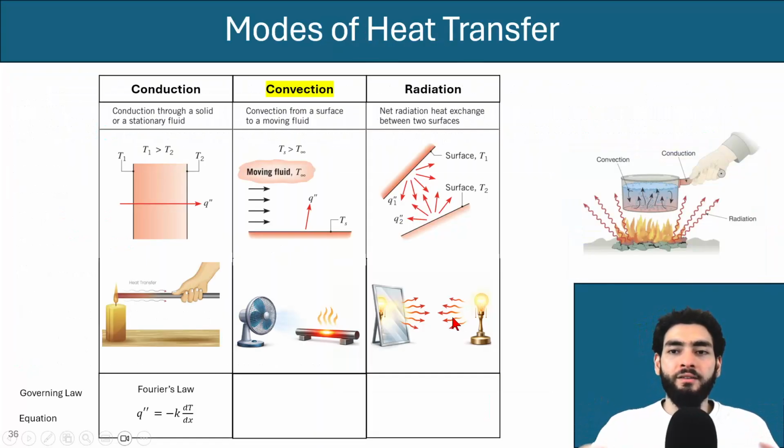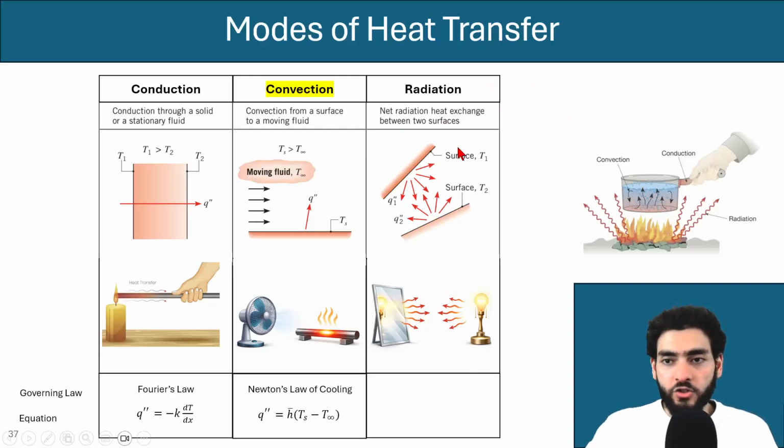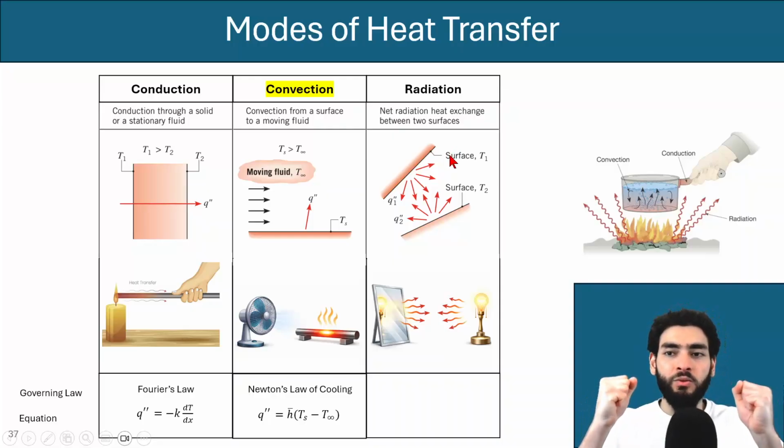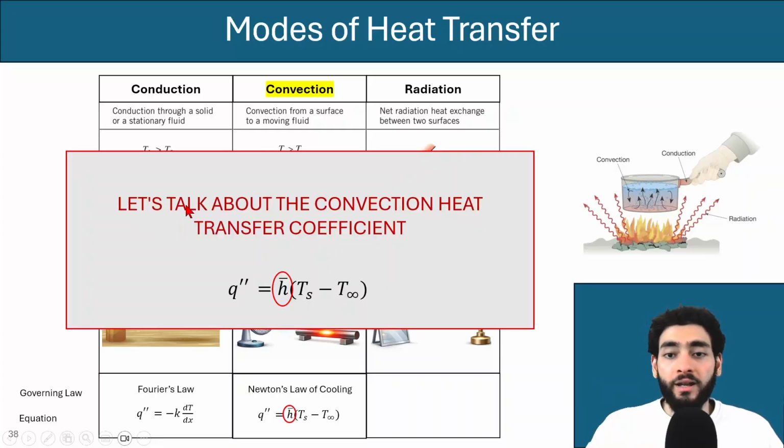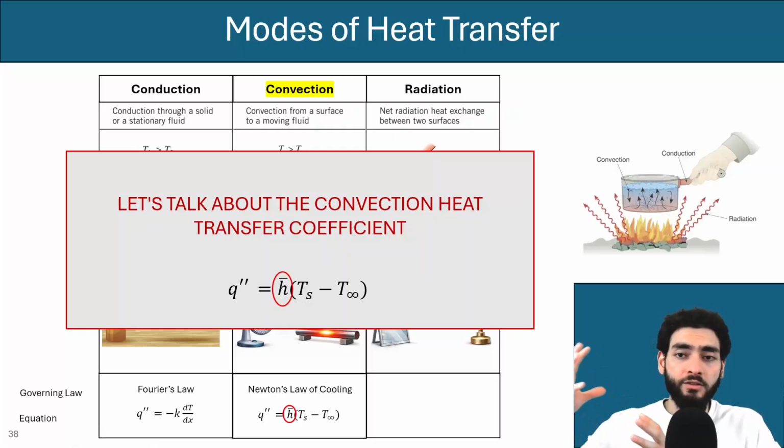Okay, so now that we have a high-level understanding of what convection is and how it operates, let's look at the final mode of heat transfer, which is the radiation that exists between surfaces. But before that, let's actually talk about the convection heat transfer coefficient a little bit more. And then when I talk about the boundary layer theory in another chapter, I'll dive into more detail about it.